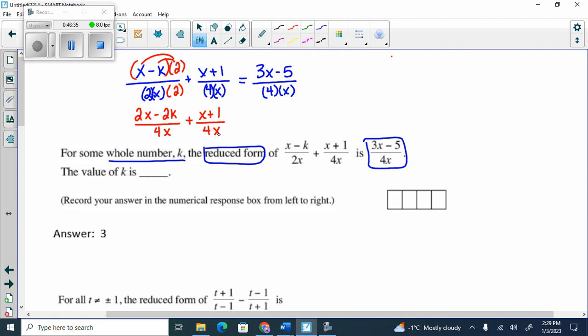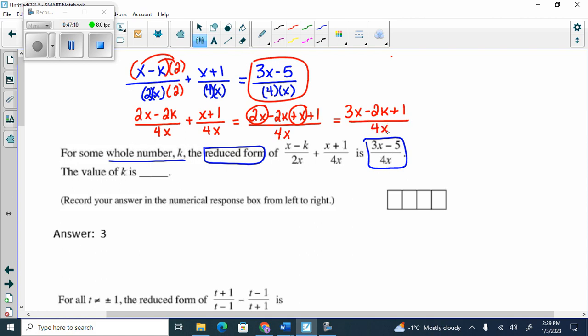Now I'm just going to keep going and solve this out and then see what I have to do to get it to be this. So I have the same common denominator, so I can write it all over one denominator. So I get 2x minus 2k plus x plus 1. Remember, if it's a minus sign, you have to remember to distribute it to the binomial behind, but if it's a plus sign, it doesn't matter. Then I collect like terms. So I'm going to get 2x plus x is 3x, minus 2k plus 1, over 4x.